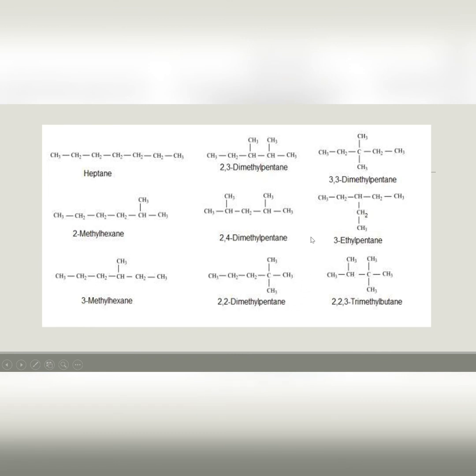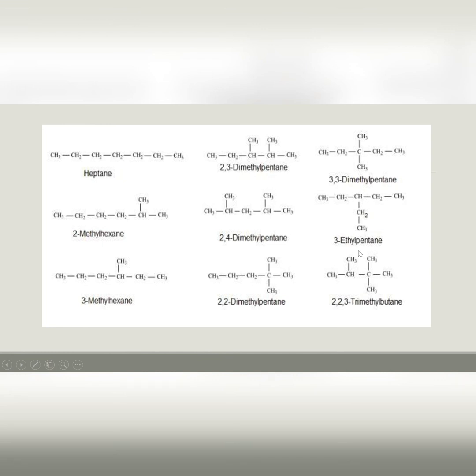For the seventh, the shape is the same, but there are branches on the third carbon, so the name is 3,3-dimethylpentane. Then the eighth. There are 2 sequential branches on the third carbon, so the name is 3-ethylpentane.